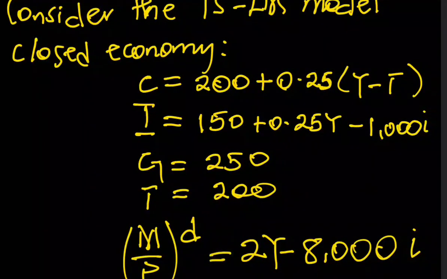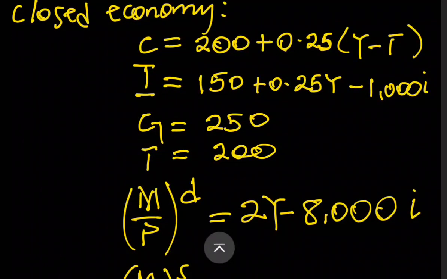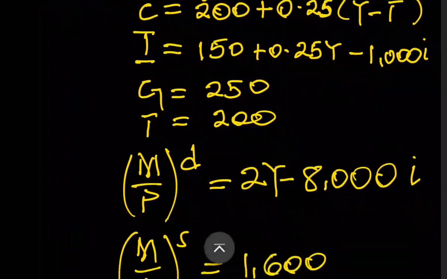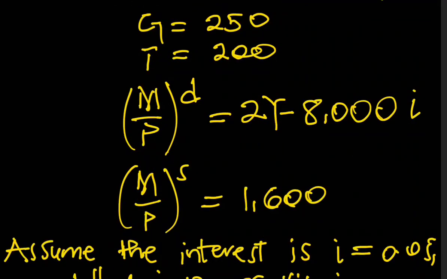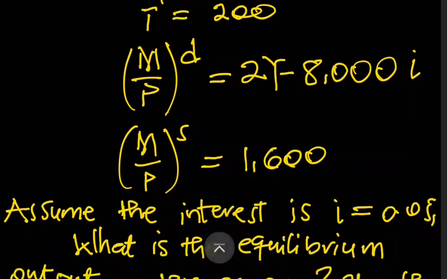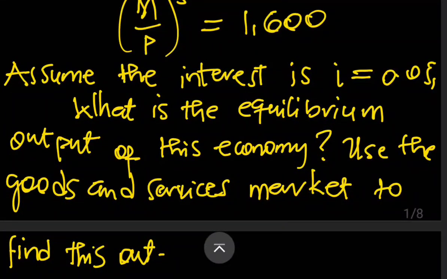You have the value C, that is equal to 200 plus 0.25 (Y minus T), and also I is equal to 150 plus 0.25Y minus 1000i, and G is equal to 250 and T is equal to 200. And again, (M/P)^d is equal to 2Y minus 8000i, and (M/P)^s is equal to 1600. So the question is saying you have to assume the interest rate i is equal to 0.05.